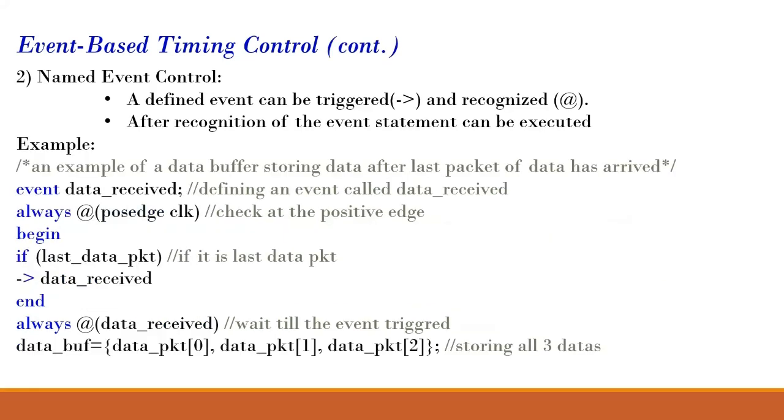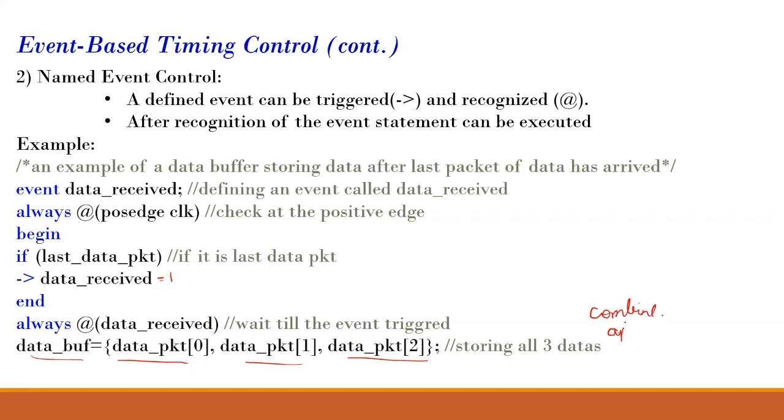Similarly, a named event. Let us assume we have given an event name data_receive. Now assume there was a clock. At the positive edge of that clock, you will go into the begin statement and check if my last data packet has been received, then I will set data_received to 1. Then when data_received happens, I will put data packet 0, data packet 1, data packet 3 into data_buffer. I will append them, meaning I will combine them.